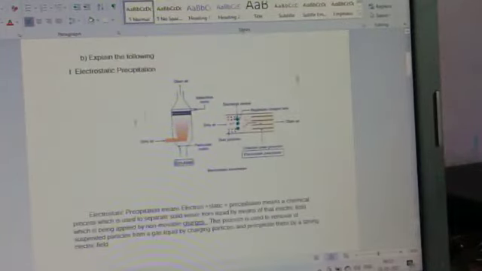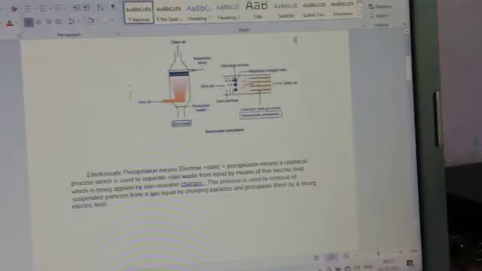This is the second part of the third question, which asks us to explain the following topics. The first topic is electrostatic precipitation. So what is electrostatic precipitation? Electrostatic precipitation is made by a combination of three words: electron plus static plus precipitation.